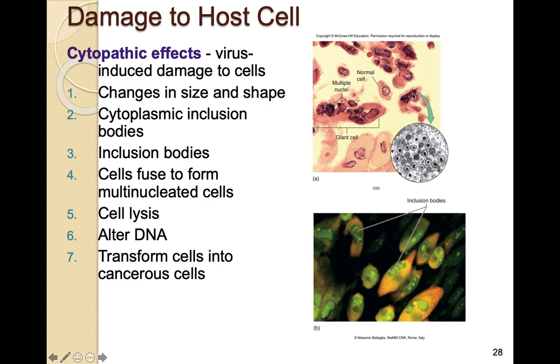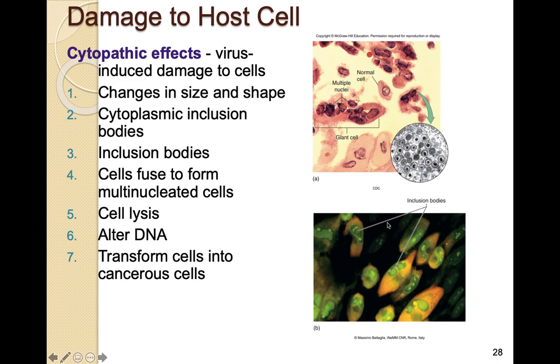So this cell has been infected by a virus. You can see here this one's super dense. It just doesn't look right. So this cell has been infected by a virus, which has messed up its proteins, messed up the ability for that cell to function, which has caused cytopathic effects, which has caused negative effects to this particular cell, which has caused a disease in this patient.